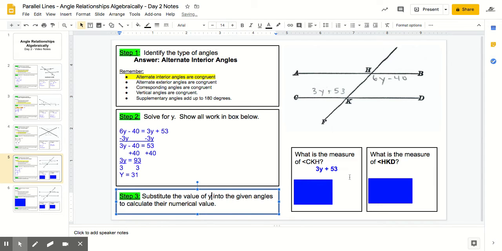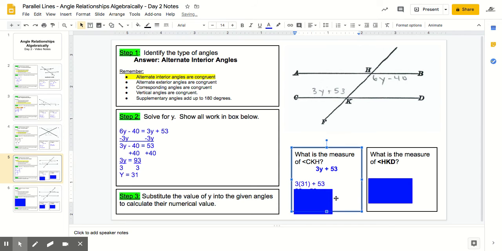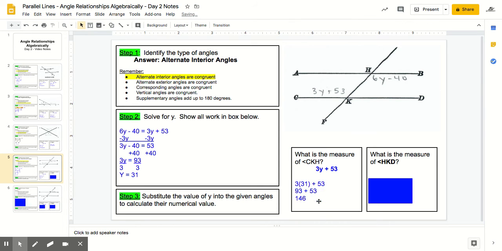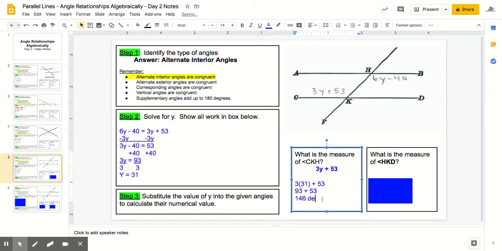into each angle measure. So I'm first asking for the measure of angle CKH. Angle CKH is right here, and that has the algebraic expression of 3y plus 53. So I'm going to plug in 31 where I see y. I first have to multiply 3 times 31, which is 93, and then 93 plus 53, which is 146. So the measure of that angle is 146 degrees.